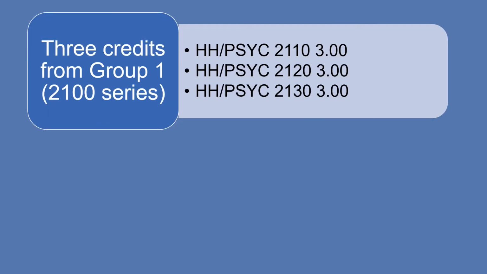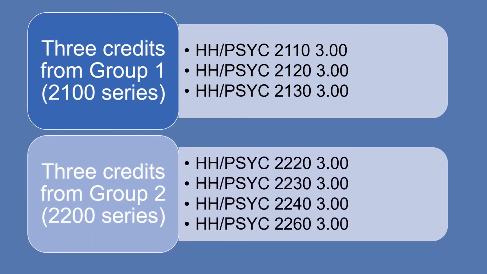And to ensure you acquire some breadth in psychology, you must take courses from different areas in psychology. You will need to complete 3 credits from Group 1, the 2100 series, and you can choose from Psych 2110 Developmental Psychology, Psych 2120 Social Psychology, or Psych 2130 Personality. You also need to complete 3 credits from Group 2, the 2200 series, and you can choose from Psych 2220 Sensation and Perception 1, Psych 2230 Motivation, Psych 2240 Biological Basis of Behavior, or Psych 2260 Cognition.